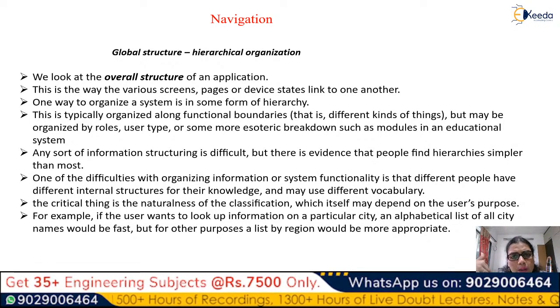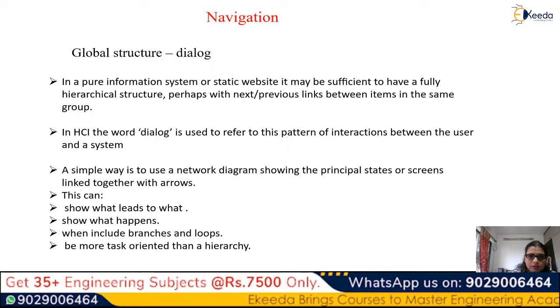So you should give multiple options to the user to search and to provide information, because, as we discussed, the vocabulary can be different, the knowledge can be different, the understanding is different, and the internal structure of the knowledge is different. So the critical thing is the naturalness of the classification, which itself may depend on the user's purpose. Then next is global structure, the dialogue.